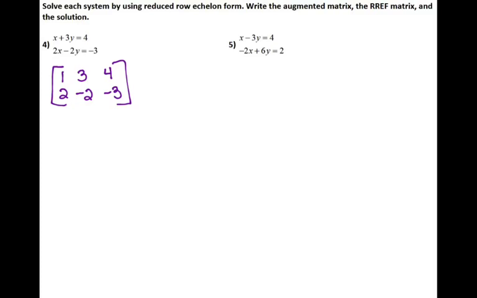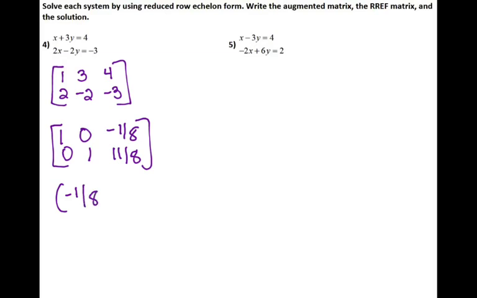Let's see, this is a 2 by 3. So I have 1, 3, 4, 2, -2, -3. And that gives me a decimal, which I want fractions, so I'm going to hit math frac, and I get 1, 0, -1/8, 0, 1, 11/8. So my solution is going to be the ordered pair, (-1/8, 11/8).